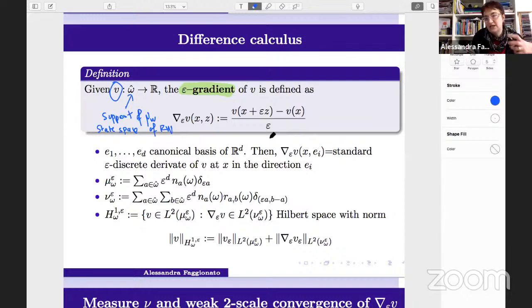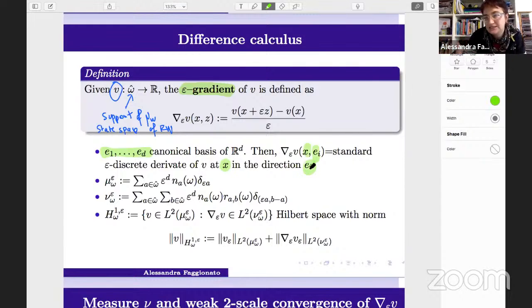So it's not something really new. If I write E1, E2, and so on for the canonical basis of R^d, then you see that the epsilon gradient of the function V evaluated at the position x with the jump e_i is simply the standard epsilon discrete derivative of V at the point x in the direction e_i, okay?